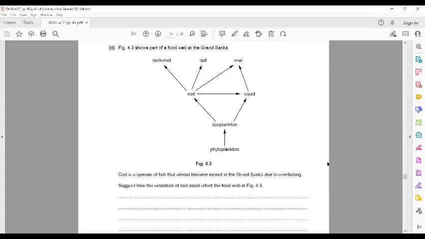There is a food web here, and cod is a fish species that almost became extinct because of overfishing. So explain how the extinction of the cod affects the food web. Zooplankton might increase or stay the same, but there will be a decrease in the guillemots, gulls, squid, and seals, because the food resources are being depleted, or there is competition for the food. Also zooplankton increase or stay the same, but the phytoplankton decrease because zooplankton are increased.